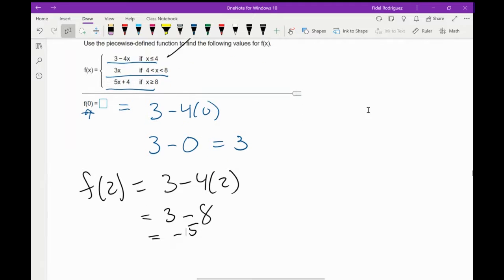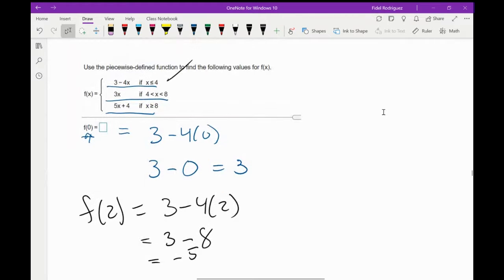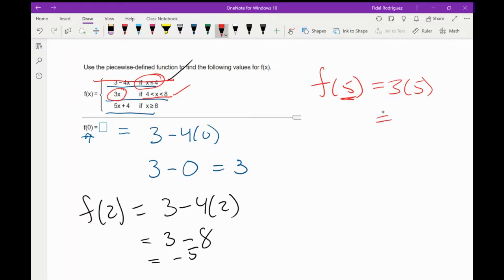The next one is asking me to do f of 5. Let me leave this up here so you can see it. Okay, now it's asking me to find f of 5. So notice, 5 is not smaller than 4, so I'm not going to use this piece. But 5 is a number between 4 and 8, so I'm going to use that one, because this number happens to fall between 4 and 8. So what's 3 times 5? 15, right? Boom. So we're going to come back over here one more time and plug and chug. And say, hey, that's 15.